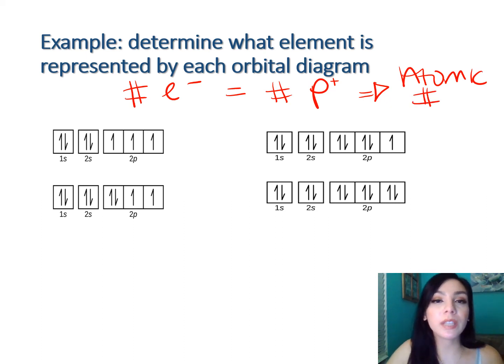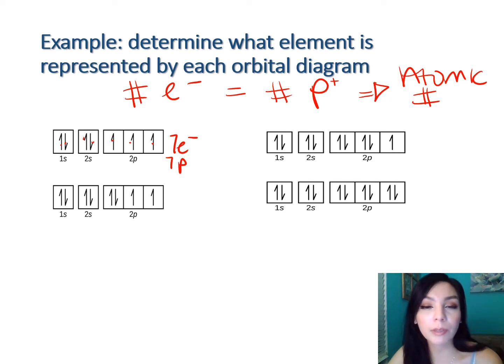So once we get this figured out, we get the atomic numbers, and then we just look at the periodic table, and that will tell us which element it is. So let's just count these up. So we have 1, 2, 3, 4, 5, 6, 7 electrons. That means we have 7 protons. That means our atomic number is 7.